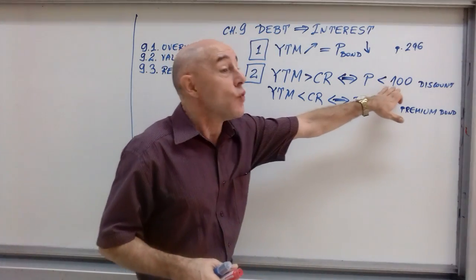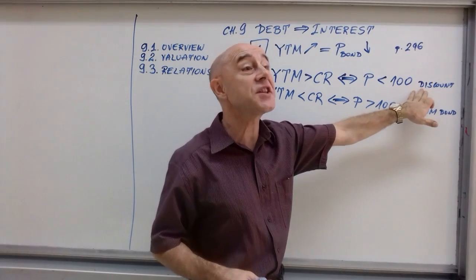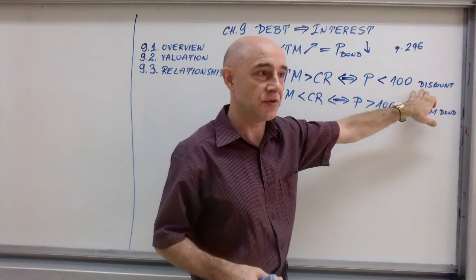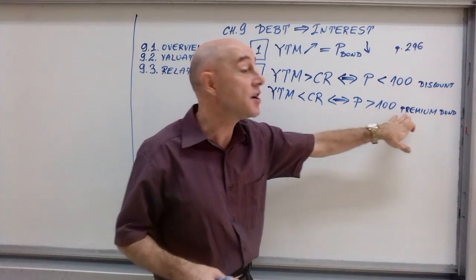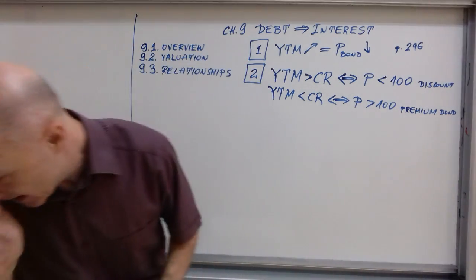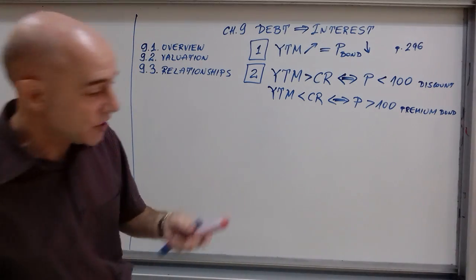So, when a bond sells at a discount, we call it a discount bond. When a bond sells at a premium, we call it a premium bond. That's on page 297.